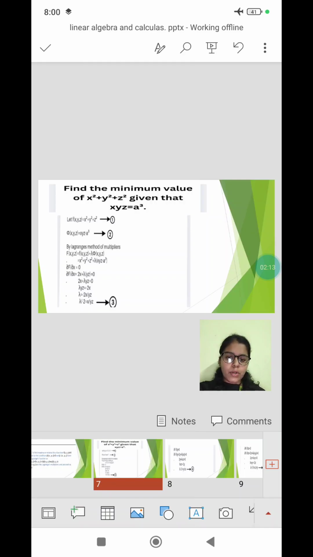And here comes the problem. Let f of x, y, z equal x square plus y square plus z square, which is considered as equation 1, and phi of x, y, z equals xyz minus a cube, considered as equation 2. By Lagrange's method of multipliers, F of x, y, z equals f of x, y, z plus lambda into phi of x, y, z, which equals x square plus y square plus z square plus lambda into xyz minus a cube.